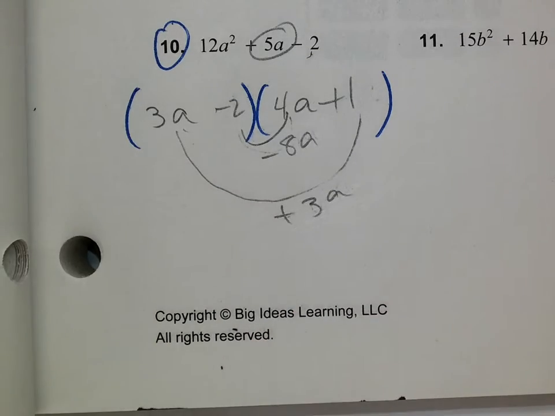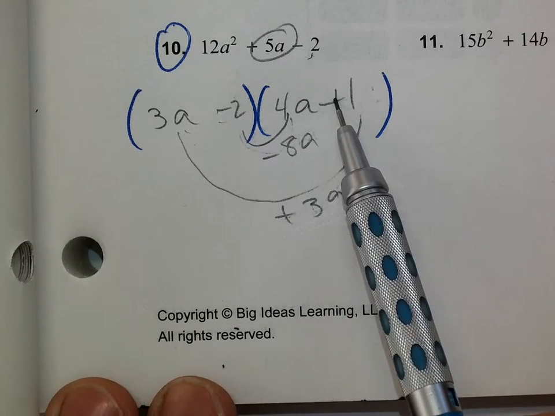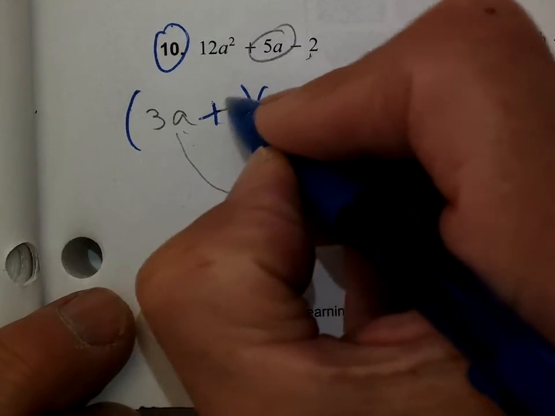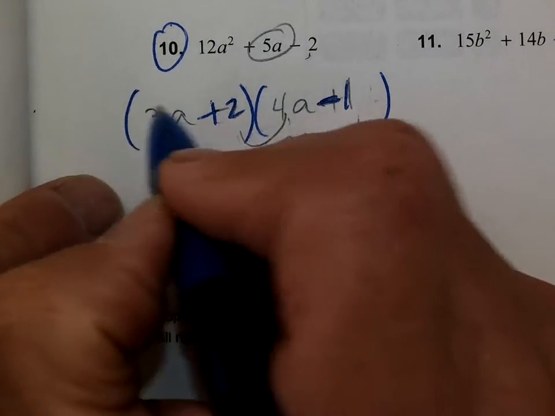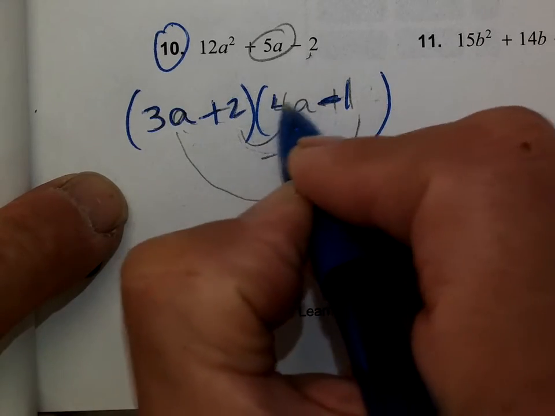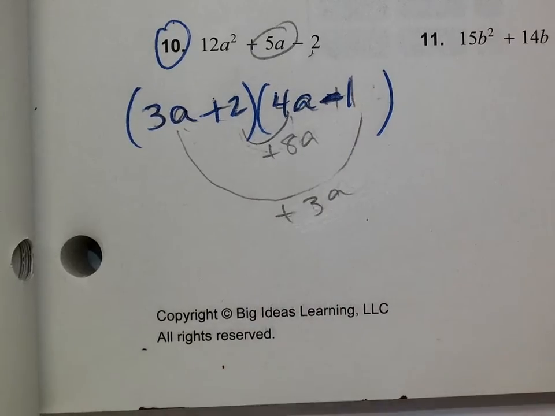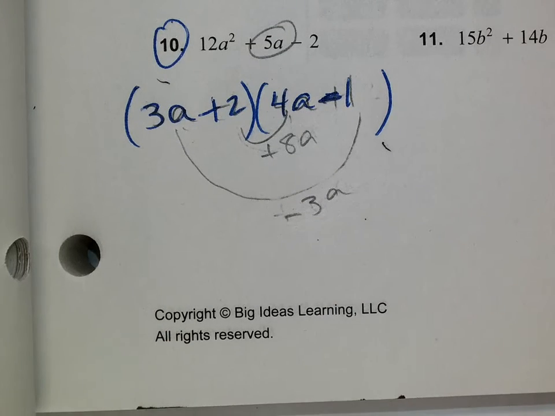Now I'm close. That doesn't make a positive 5, but this is really easy to fix. Do a 2 and a 1. So if I change that to a positive 2 and that to a negative 1, I think it'll work. What do you think? So 3a plus 2, 4a minus 1. We'll check our double smiley. This time I'll get a positive 8a, and I'll get a negative 3a, and I sure enough make my middle term of a positive 5. Okay? All right, thumbs up.